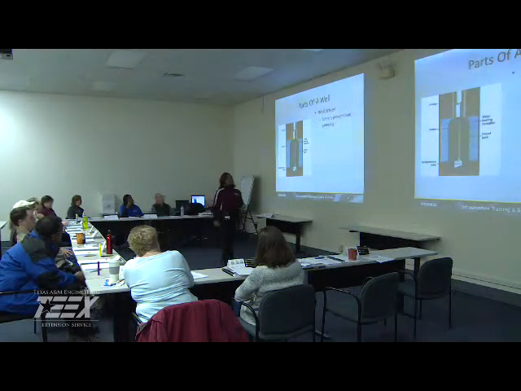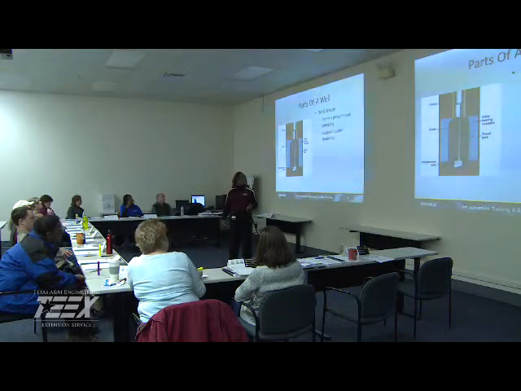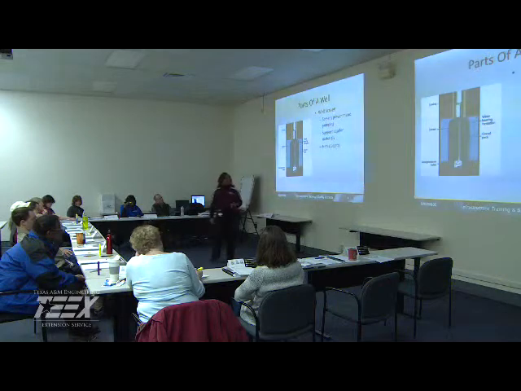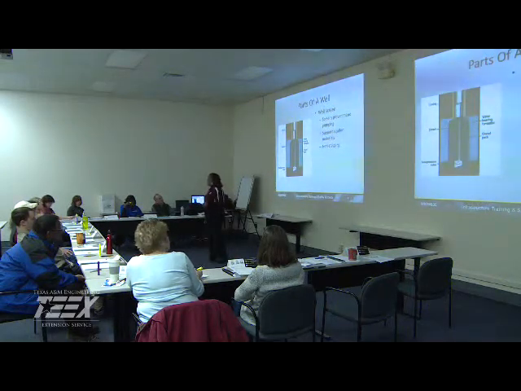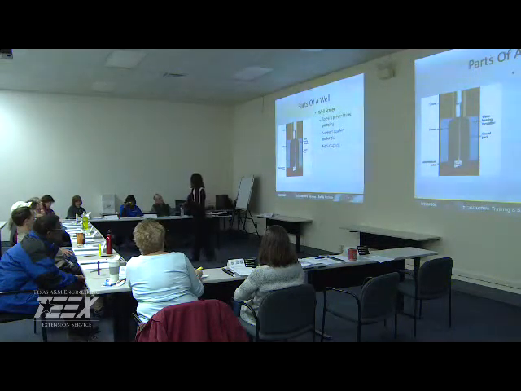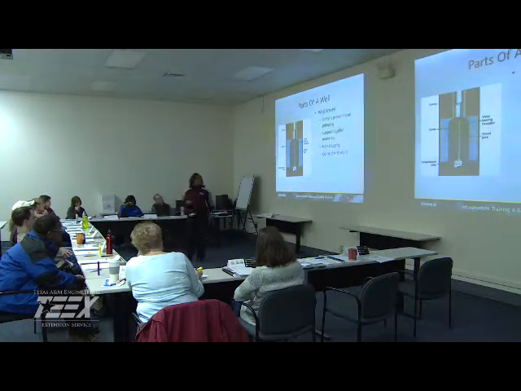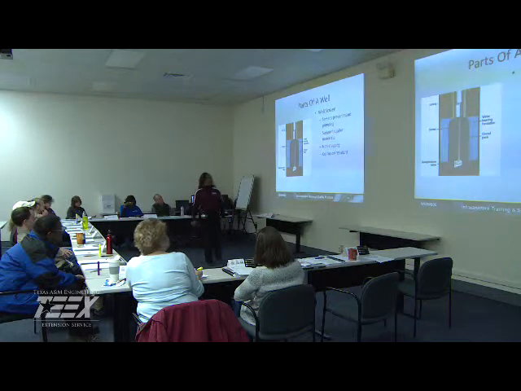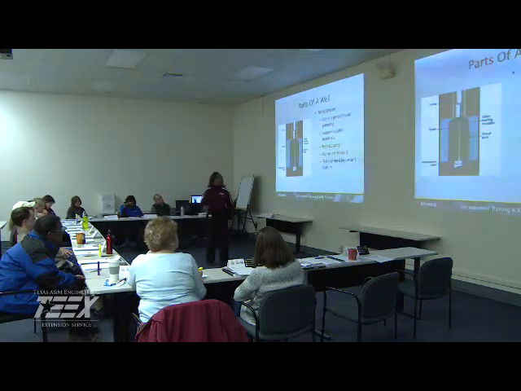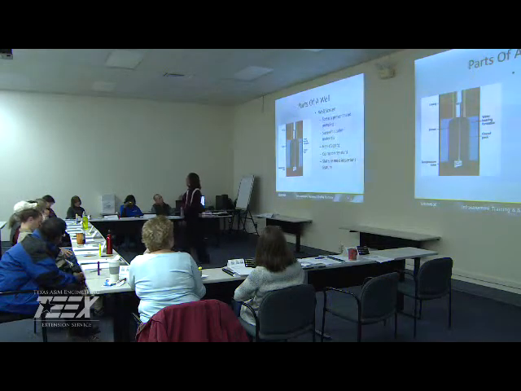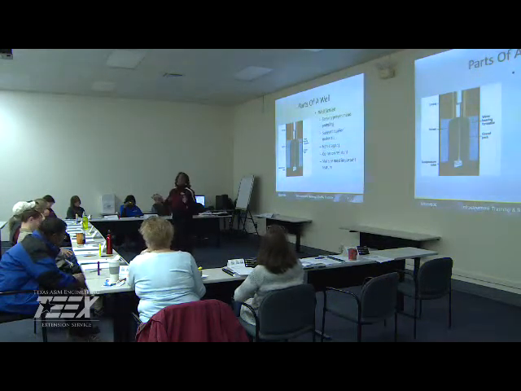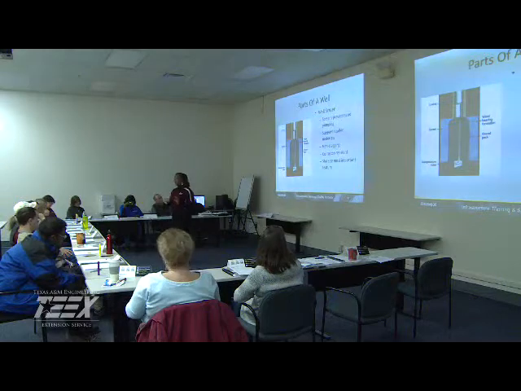All right, so the screen's purpose is to prevent sand pumping and support the aquifer materials. You want to make sure that it is the non-clogging type, if there's such a thing, because you'll probably get some type of incrustation. It should be corrosion resistant. And again, the slot size is very important. We're going to base the slot size on the size of the material in the aquifer.